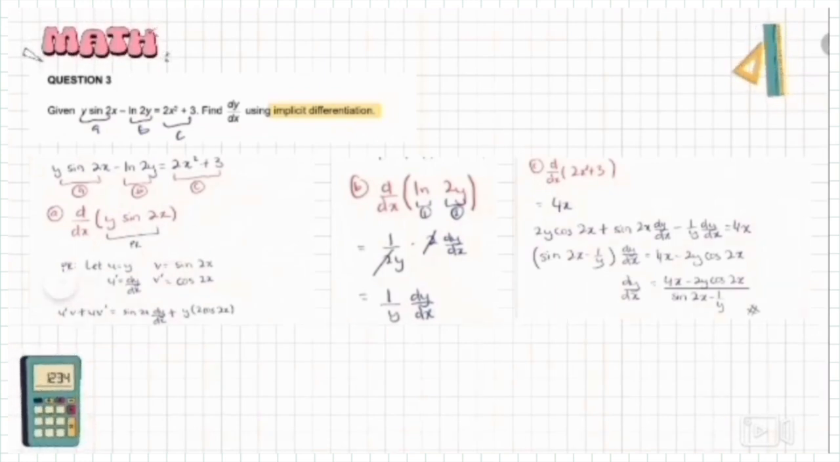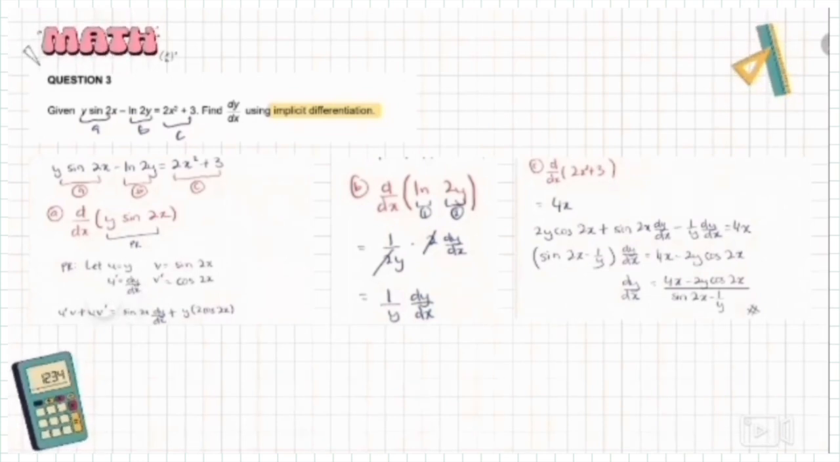For this step, we have to do like this. Let u equal y, v equal sin 2x, and then we differentiate u, so u prime becomes dy/dx, and we differentiate v, so v prime equals cos 2x. But why we have to put 2 in front of cos when we put all this into the product rule formula is because 2x is inside the sine function. We can use the chain rule. So when we use the chain rule, it will become 2 cos 2x.